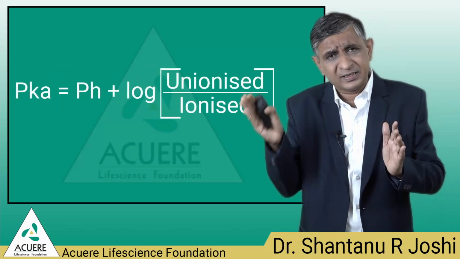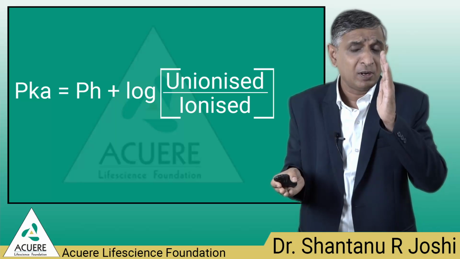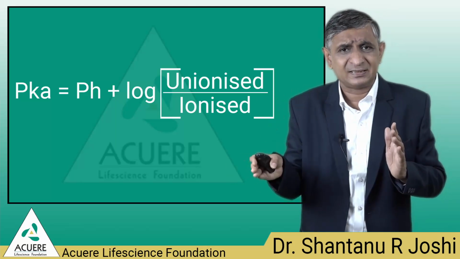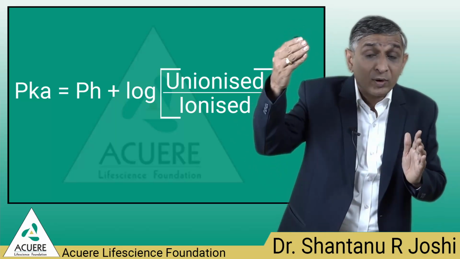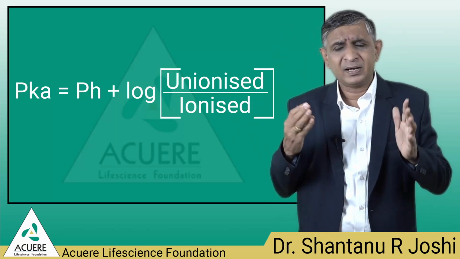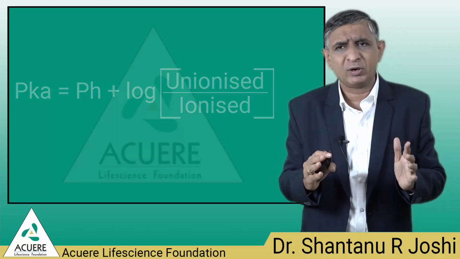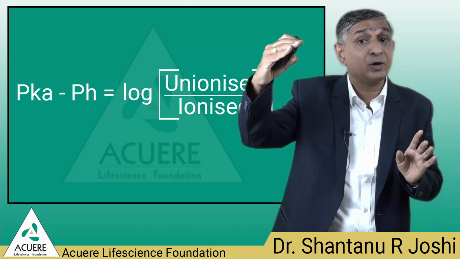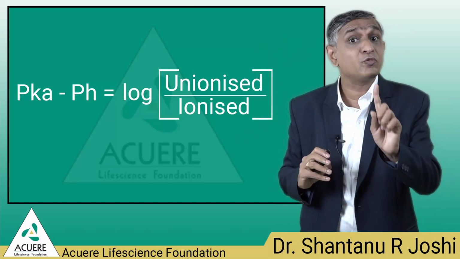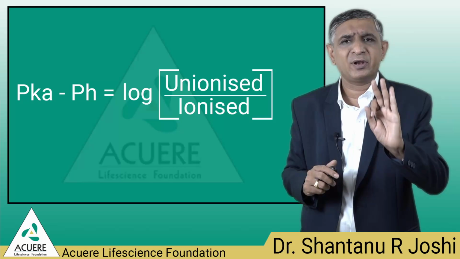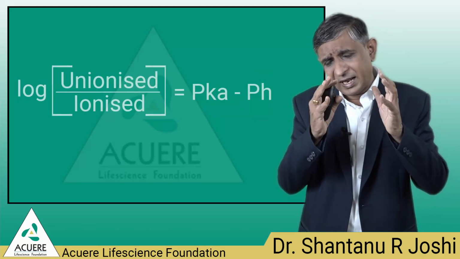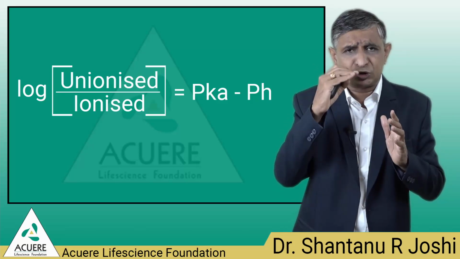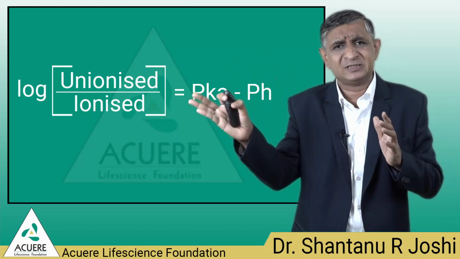Now, if you want to change it further, if you want to find out the pK value only, the pK value is equal to pH plus logarithm of unionized to ionized. But for the betterment, every student should note that pK minus pH is equal to log of unionized to ionized for a weak acid. And this formula everyone must remember. Now I am going to tell you a very important thing. Our final equation is log of unionized to ionized is equal to pK minus pH.